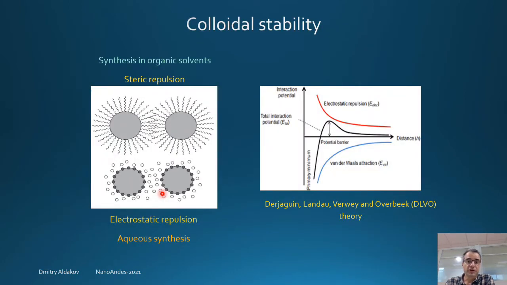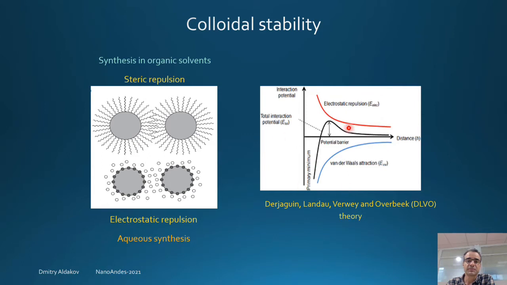A couple of words about colloidal stability. Colloidal stability is maintaining the stability of nanoparticles in different solutions. It could be in organic solvents. In this case, we talk about steric repulsion. We have long aliphatic ligands usually. And if we talk about aqueous synthesis, we talk about electrostatic repulsion because those ligands or the surface of nanoparticles is charged. That's why we have the interaction of charged species.